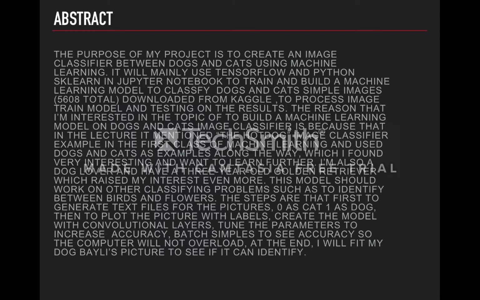The steps are: generating text files for 5,000 pictures, plotting the image with labels, generating convolutional layers, tuning some of the parameters, and batching samples to test the accuracy. At the end, I will load Bailey's image to see how the result is. The more training data you feed into the model, the more accurate it tends to be.